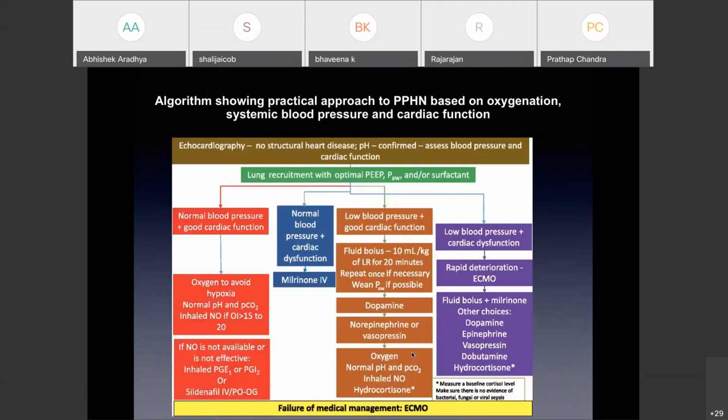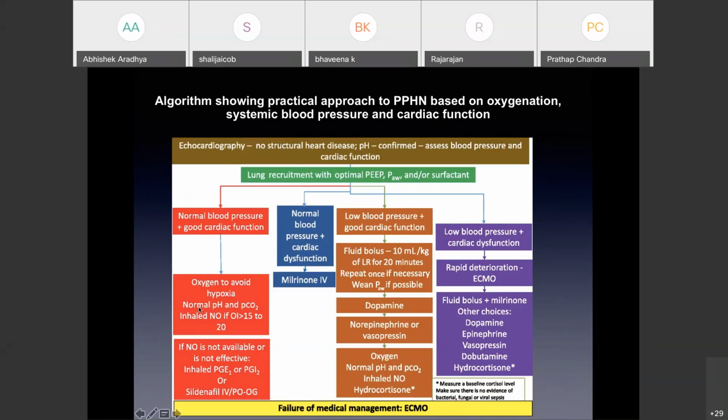Right, moving on to how do you treat these babies? Lung recruitment, as I said, forms the basis of how you need to treat these babies. Say, for example, I assume that the lungs are recruited. Now we go onto the left side. Say your baby's blood pressures are normal and they have a good cardiac function, then you assess how much is the oxygenation and how much is the CO2 level.